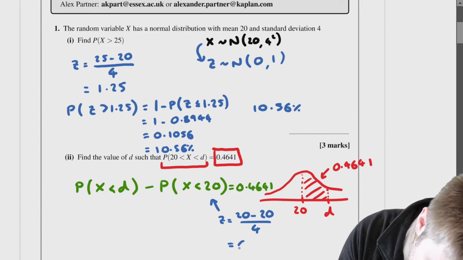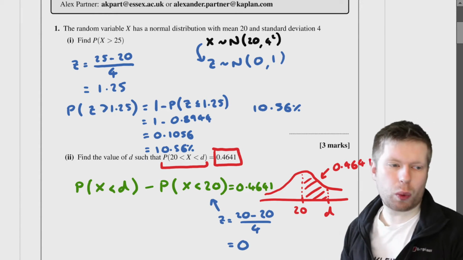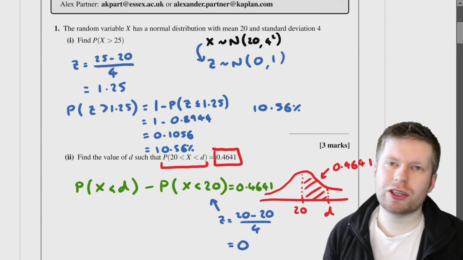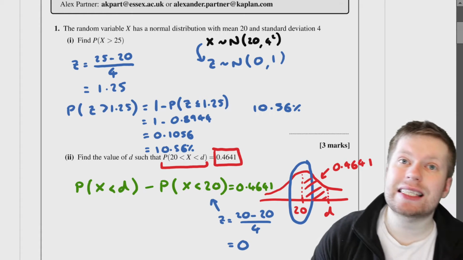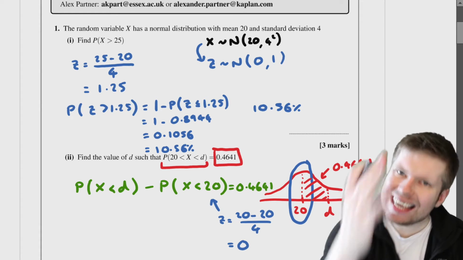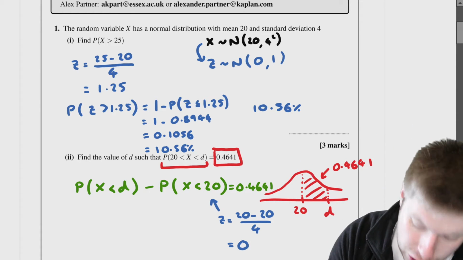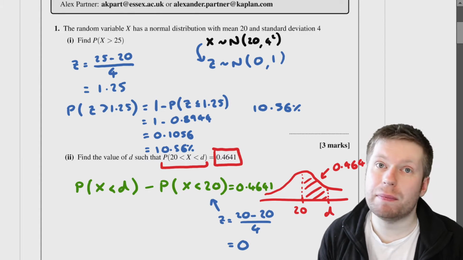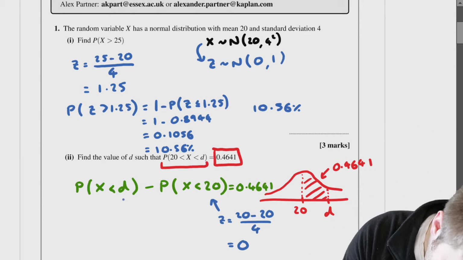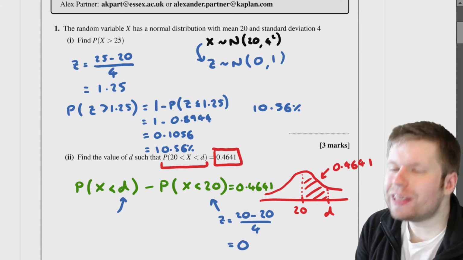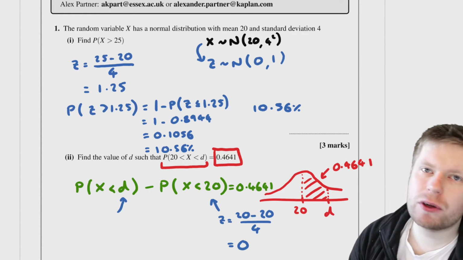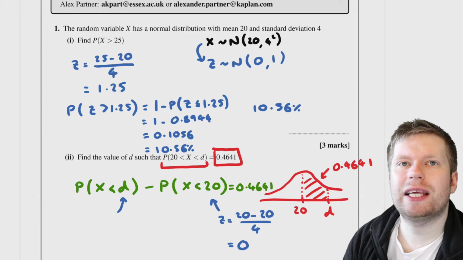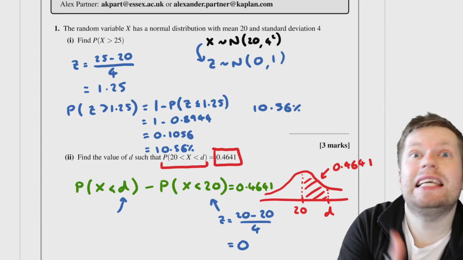Now, that shouldn't come as a surprise, because what that's basically saying is that 20 lies no standard deviations from the mean. That makes sense, because 20 lies slap bang in the middle of my curve, because it is my mean. Now, if I do the same thing with my d, obviously I don't know this value, so I'm not going to be able to work it out exactly, but I should still be able to come up with an expression which gives me how many standard deviations from the mean d should lie.